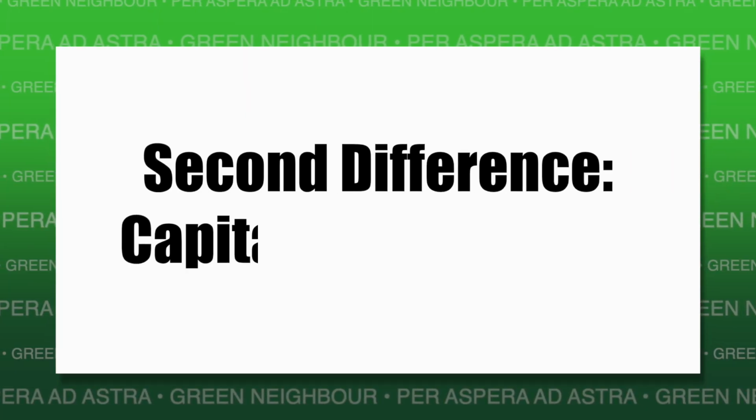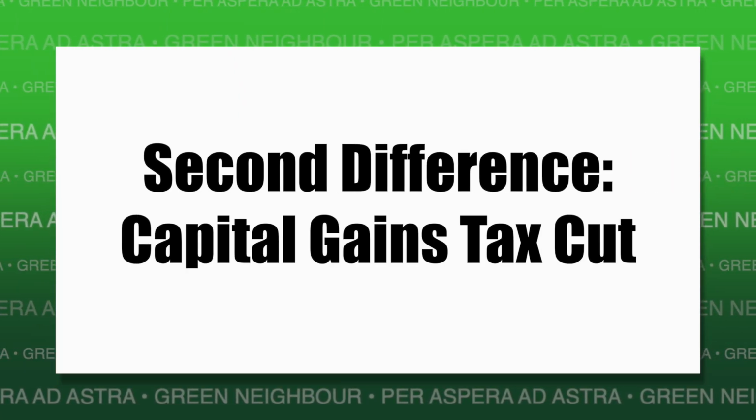Second difference, the capital gains tax cut. Under the Conservatives' proposed Canada First reinvestment tax cut, investors can completely get around paying any capital gains taxes if they immediately reinvest any capital gains into a new investment.